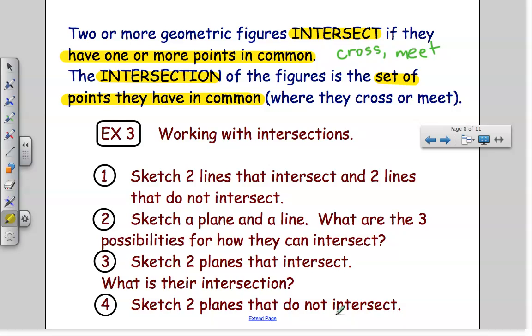And finally, example 4, sketch two planes, flat surfaces, that do not intersect. They don't cross or meet at all. And again, we're going to go over these tomorrow in class. So today, working with our 3 undefined terms in geometry that help us define everything else we're going to talk about all year, points, lines, and planes, and some other basic definitions.